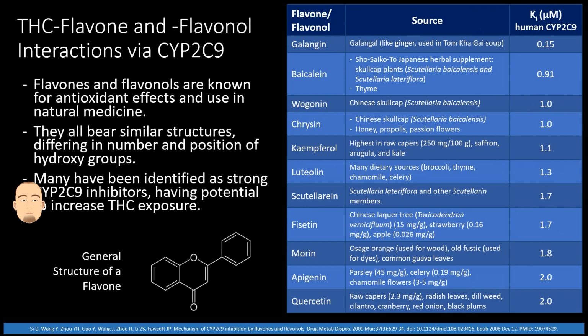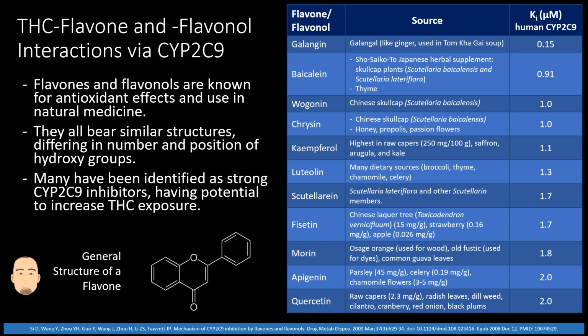Now we'll get into some specific chemicals that influence CYP2C9 activity, starting with natural products, and specifically flavones and flavonols. These chemicals are found throughout a large variety of plants. Several have actually been shown to inhibit CYP2C9, with the highest potency inhibitors listed here. I've put them in rank order, with the strongest inhibitor ranked at the top here, which is called galangin.